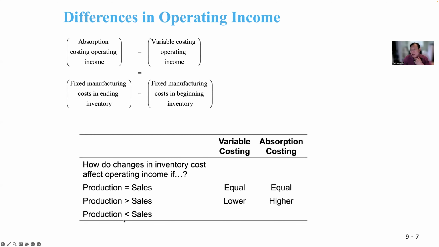So what about production less than sales? So if production is less than sales, then it's going to be the opposite. Your ending inventory is lower than the beginning, and the variable costing income will be higher than the absorption costing income.